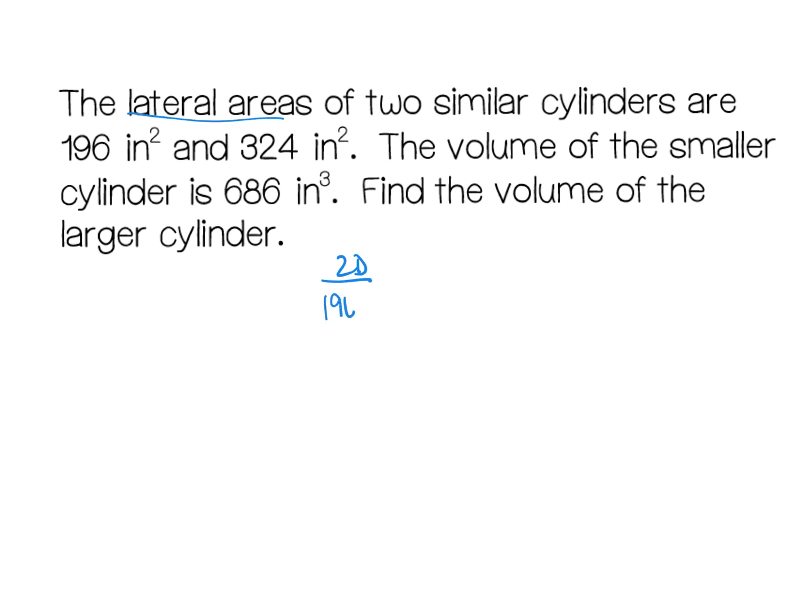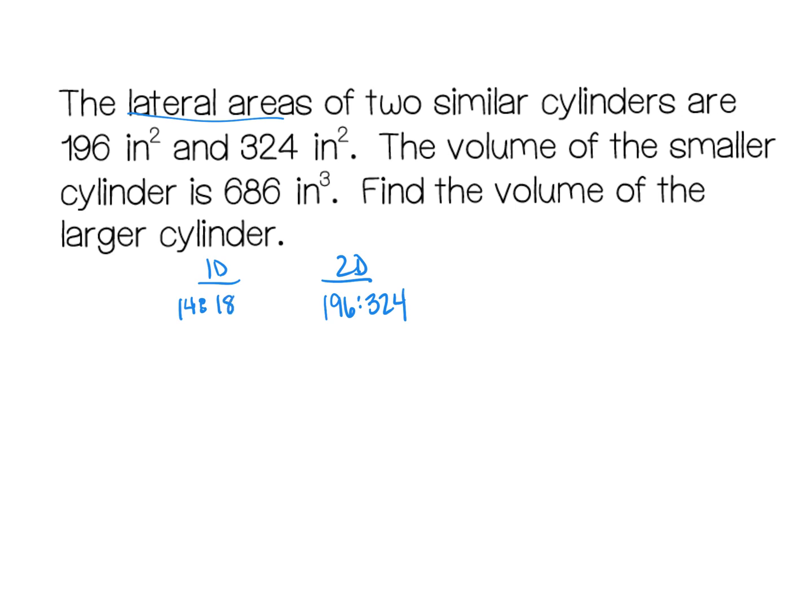So right now I'm in a ratio of 196 to 324. Now I recognize those as being perfect squares. But if not, I could try to reduce this fraction or this ratio first. But because I do recognize them as perfect squares, I'm going to go ahead and take it back to one dimension, which is going to be 14 to 18, sorry, 14 to 18.